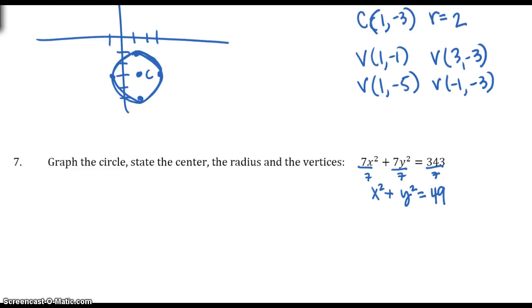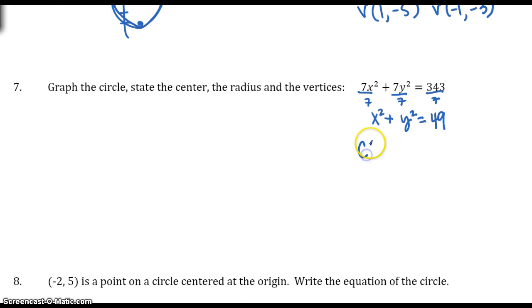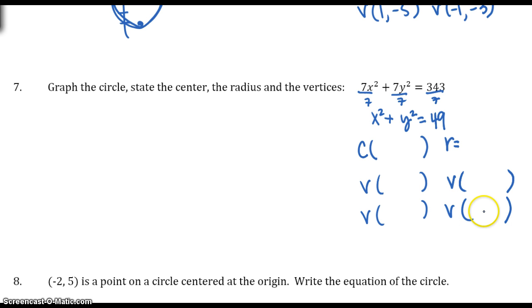49. And what I would like you to do is tell me your center, tell me your radius, and give the 4 vertices and graph the circle. This circle is easier to graph than the last one I did, so hopefully this one won't be too tough for you. So go ahead and finish number 7 up for class.